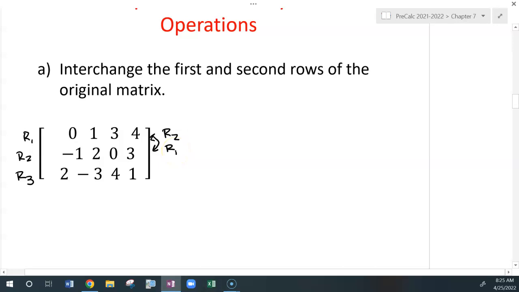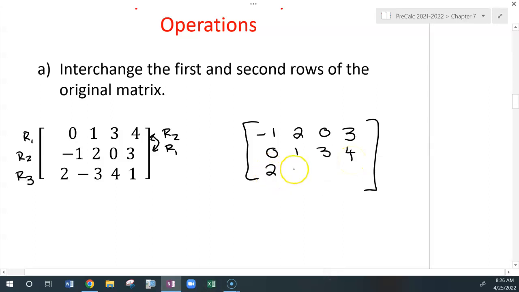So here's what my new matrix will look like. I interchange the rows, so row 2 is going to go first, so -1, 2, 0, 3. Now the first row goes, so 0, 1, 3, 4. So you see I just traded their positions. Last row, make no change, so 2, -3, 4, and 1.